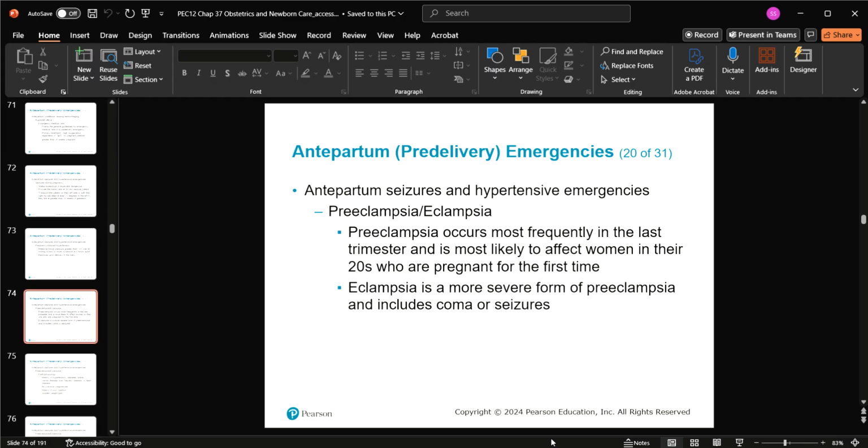All right, so preeclampsia occurs most frequently in the last trimester, and is most likely to affect women in their 20s who are pregnant for the first time. Eclampsia is a more severe form of preeclampsia, and it includes coma or seizures. So preeclampsia becomes eclampsia when they start having seizures due to the elevated blood pressure.